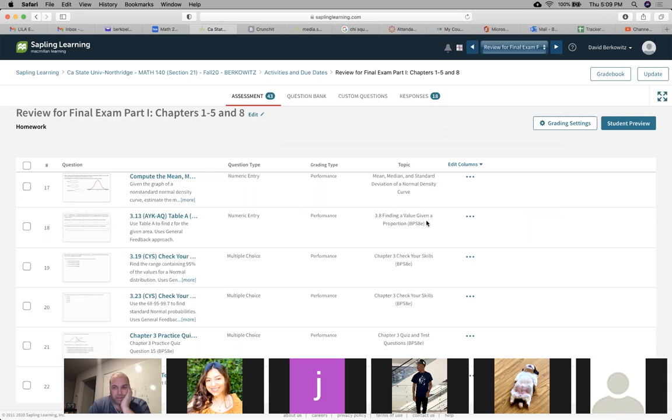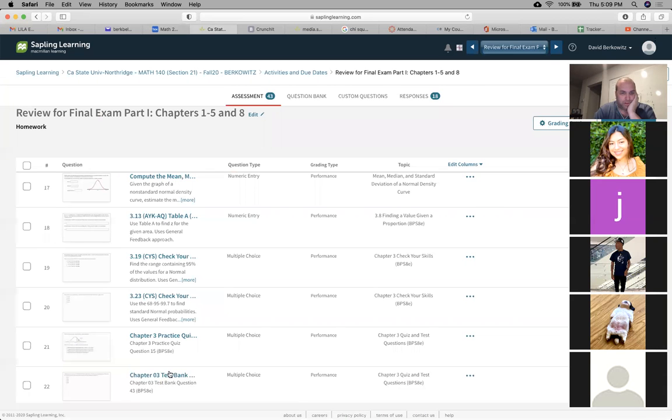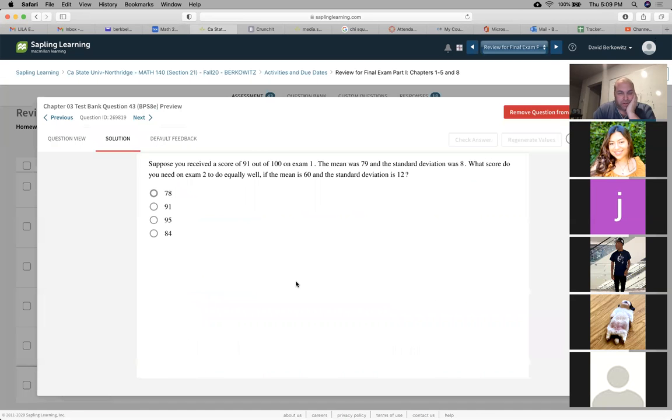So question number 22. Let's take a look. Suppose you received a score of 91 out of 100 on exam 1. Way to go. The mean was 79 and the standard deviation was 8. What score do you need on exam 2 to do equally well if in this case the mean is 60 and the standard deviation is 12?